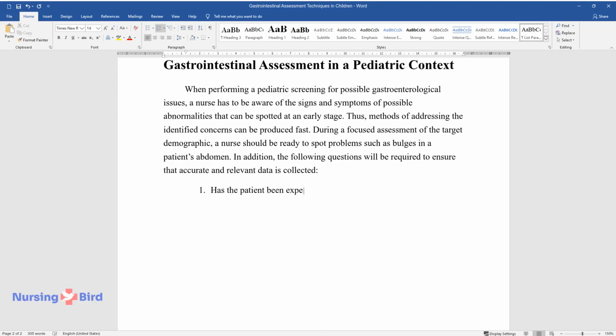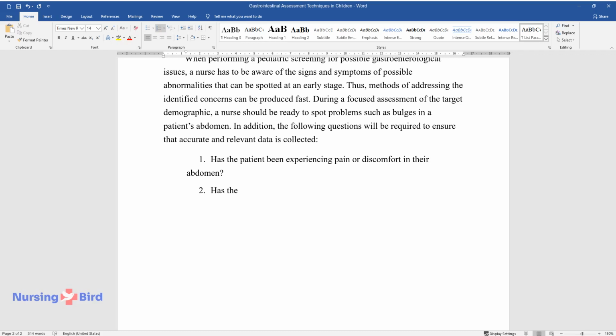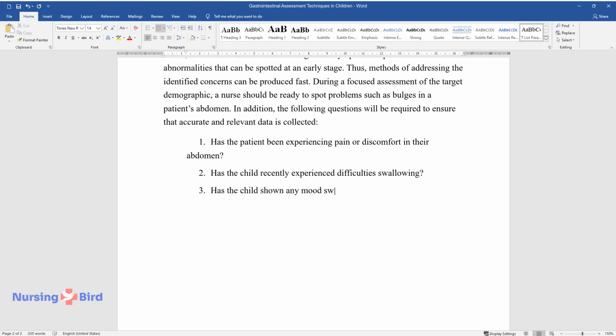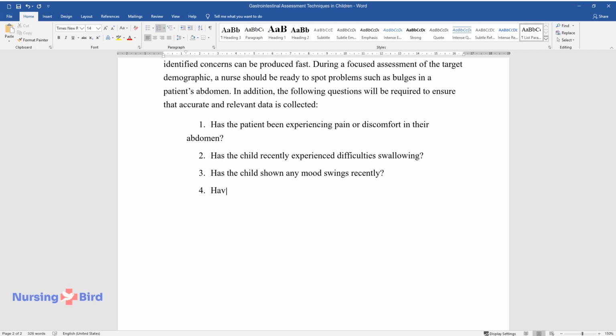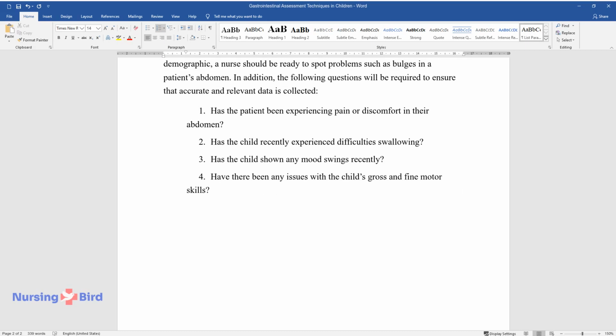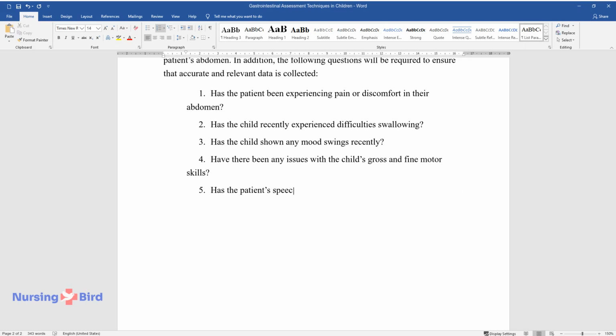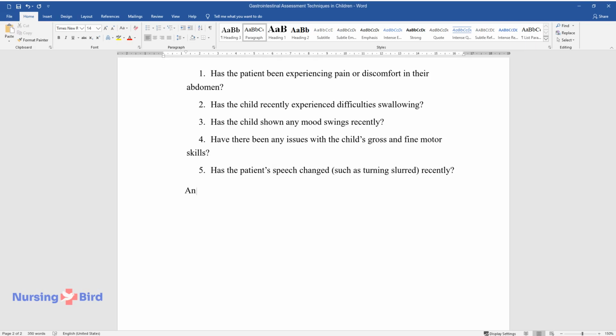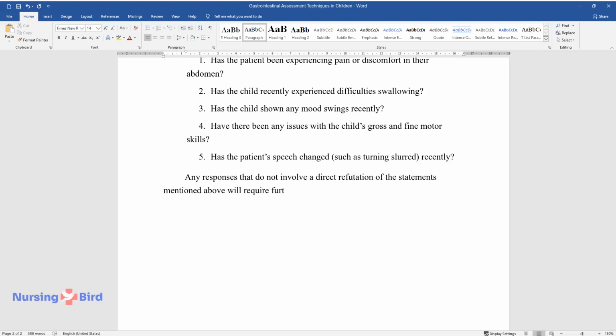Has the patient been experiencing pain or discomfort in their abdomen? Has the child recently experienced difficulty swallowing? Has the child shown any mood swings recently? Have there been any issues with the child's gross and fine motor skills? Has the patient's speech changed, such as turning slurred, recently? Any responses that do not involve a direct refutation of the statements mentioned above will require further introspection.